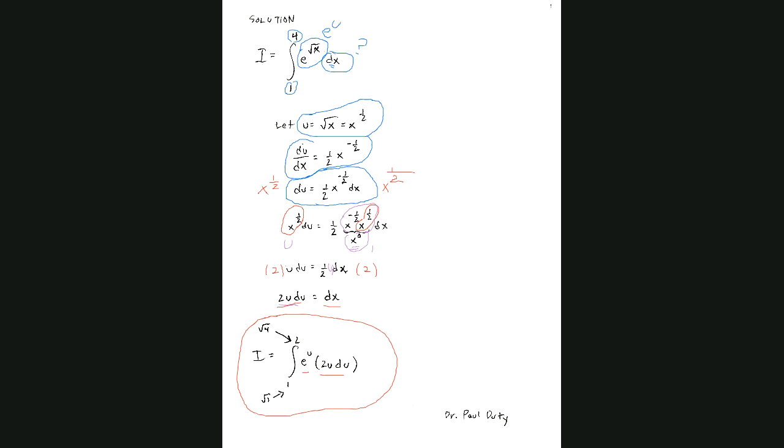Well, was this a good decision? Eric likes it. But now we have this integral. And this integral, of course, I can write as 2 times the integral from 1 to 2 of u times e to the u du.